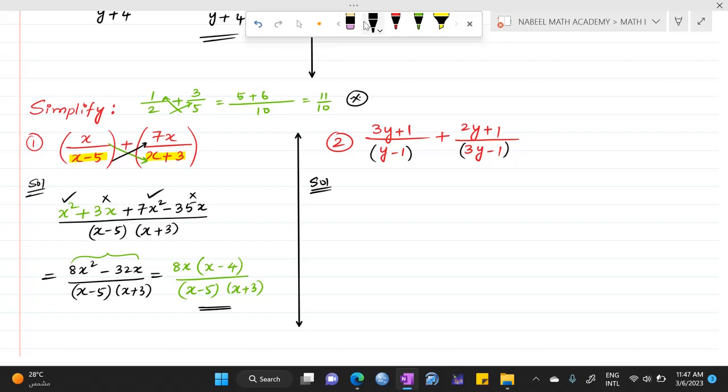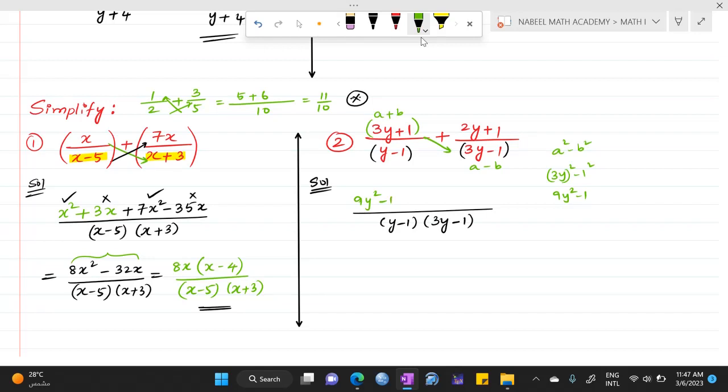So we will go with the same rule. So this is y minus 1 and 3y minus 1. When I multiply this part, what happens here? This is a plus b and this is a minus b, so the rule is a square minus b square. So you will have 3y square minus 1 square, which is 9y square minus 1. So I write it here, 9y square minus 1.